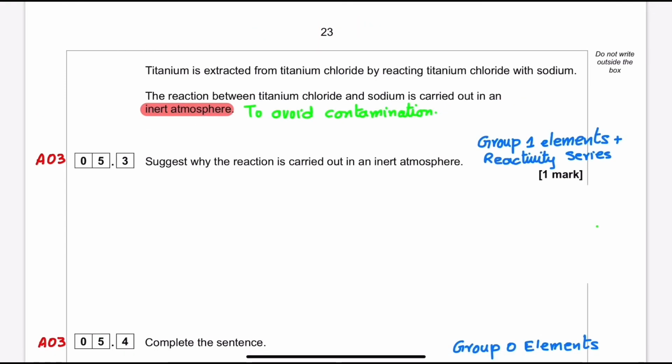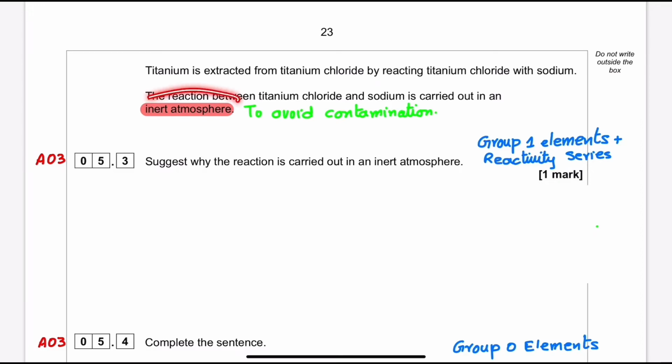Titanium is extracted from titanium chloride by reacting titanium chloride with sodium. The reaction between titanium chloride and sodium is carried out in an inert atmosphere. Inert atmosphere means to avoid contamination in the process. 5.3 is an AO3 question. Suggest why the reaction is carried out in an inert atmosphere, and this question is from the topic of group 1 elements and reactivity series.